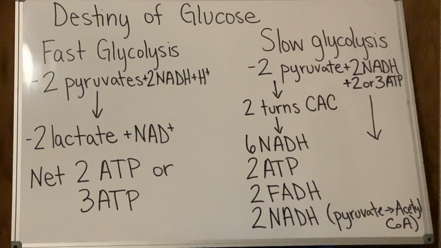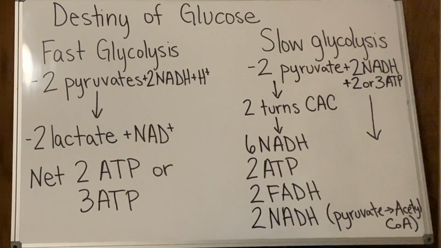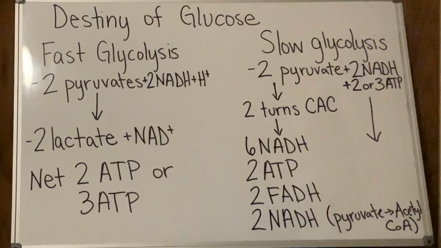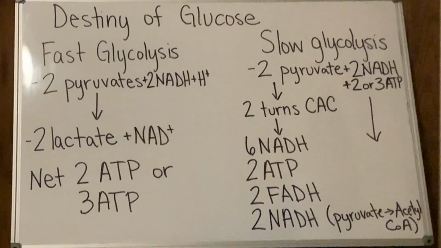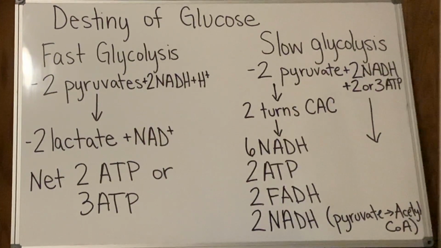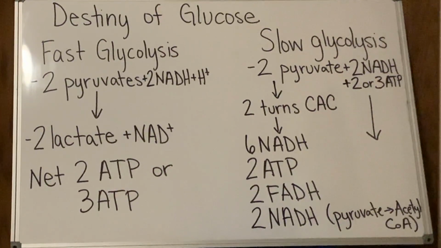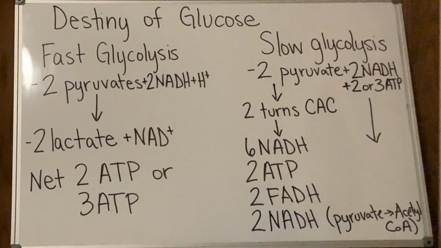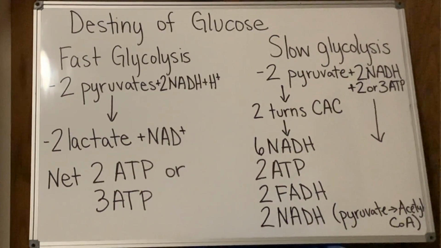Depending on the intensity of the exercise and the presence of oxygen, the destiny of glucose can follow one of 2 paths. The first would be fast glycolysis, where we end up with 2 pyruvates and 2 NADH plus hydrogens. This is converted by lactate dehydrogenase into 2 lactate molecules and NAD positive. There is a net gain of 2 or 3 ATP depending on where the glucose came from, either the blood or glycogen.